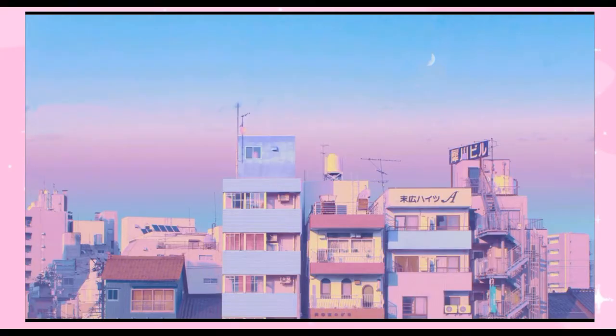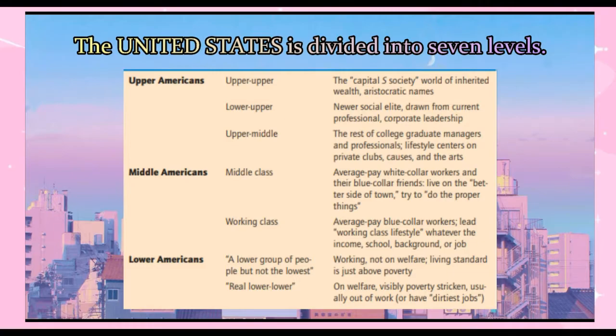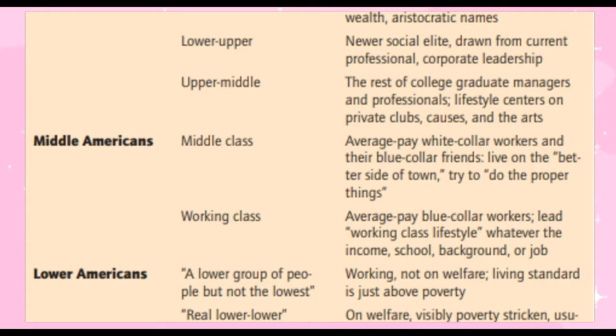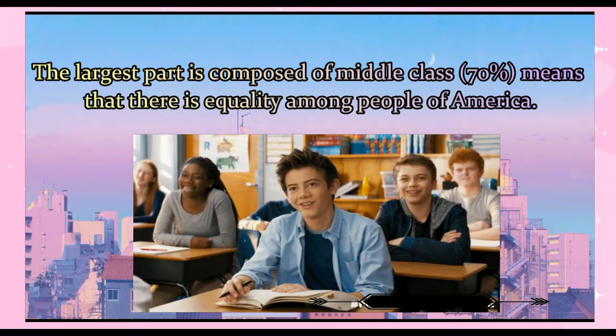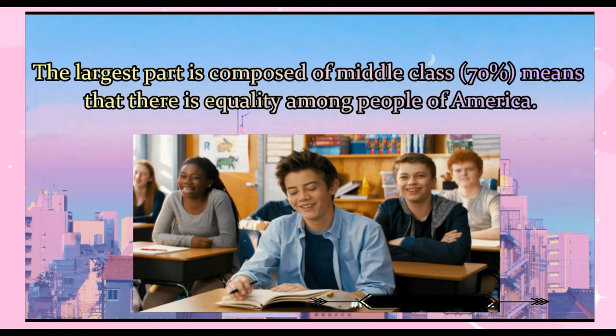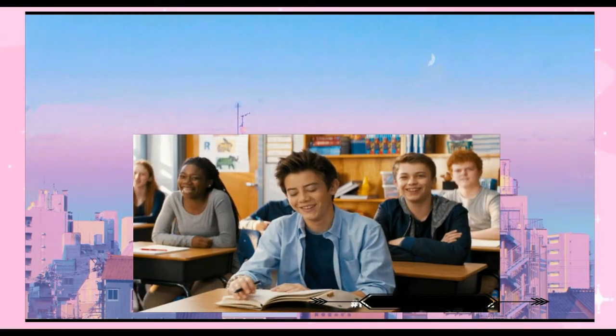Society's social class systems usually have three major classes. However, finer distinctions are made. The United States is divided into 7 levels. 70% of the society came from the middle class. Seeing that the largest part is composed of middle class, this kind of distribution shows that there is greater equality among people compared to other societies.